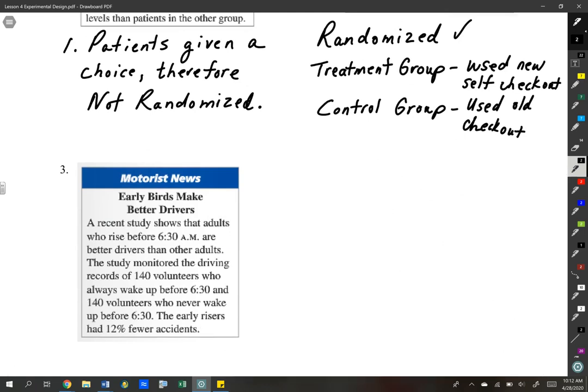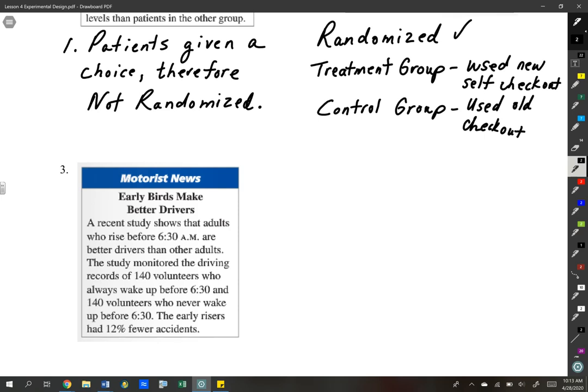Number 3, early birds make better drivers. A recent study shows that adults who rise before 6:30 a.m. are better drivers than other adults. The study monitored the driving records of 140 volunteers who always wake up before 6:30 and 140 volunteers who never wake up before 6:30. The early risers had 12% fewer accidents.